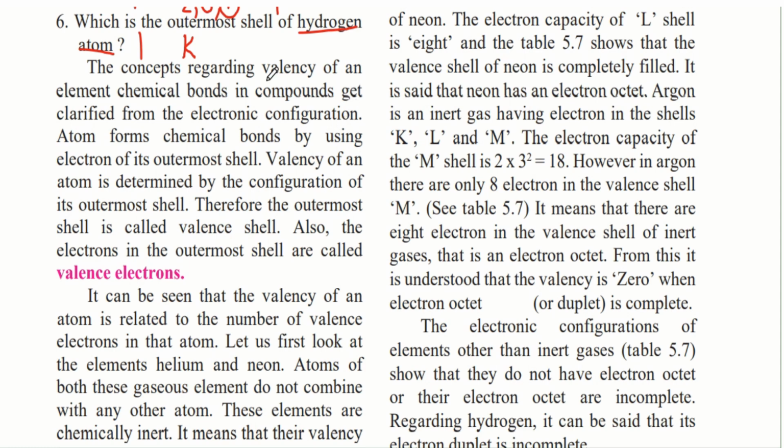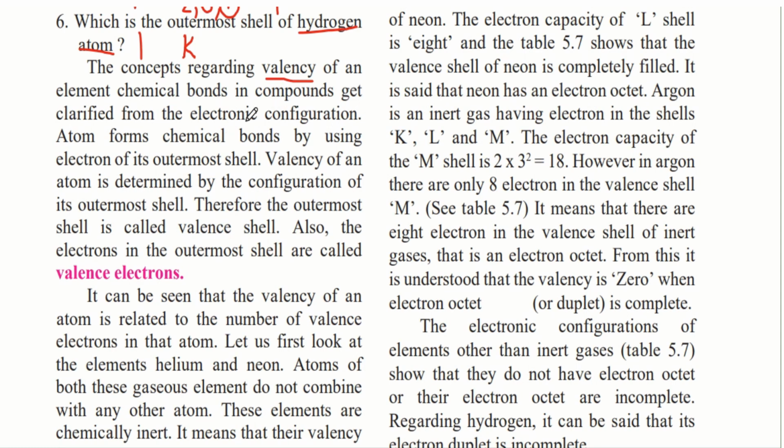The concepts regarding valency of an element, chemical bonds in compounds get clarified from the electronic configuration. So if you want to find the valency and you have the electronic configuration, you can easily find the valency of that element. Atoms form chemical bonds by using electrons from its outermost shell. So it is very important to know how many electrons are present in the outermost shell. So that is how you will come to know how many chemical bonds can be formed by that atom.